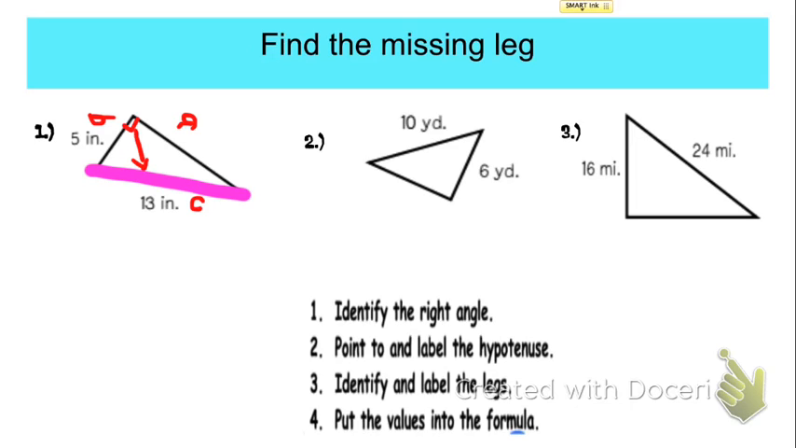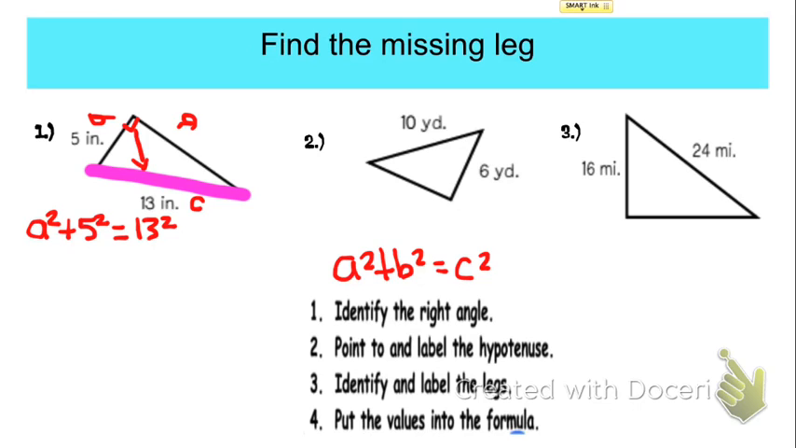Okay, so now I'm going to put the values into the formula. And I'm going to write the formula over here first so we can just see it. It's a squared plus b squared equals c squared. So we do not know what a is, so we're just going to simply write a squared plus, we know that b is 5 inches, so we're going to say 5 squared equals c, which is 13 squared.